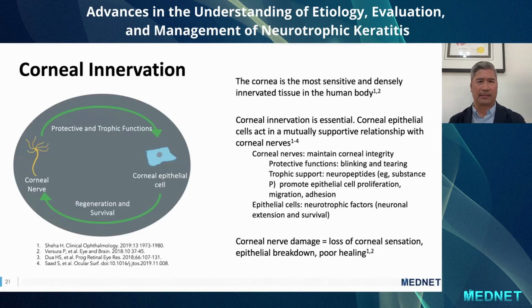It does provide protective functions with the blinking and the tearing to replenish that surface, to wash out any irritants or whatever can be affecting that ocular surface. The trophic support, promoting epithelial proliferation, migration, and adhesion, but then also survival of those. But anytime we have a breakdown within that nerve, that's where we're seeing these signs that just aren't getting better in our patients.